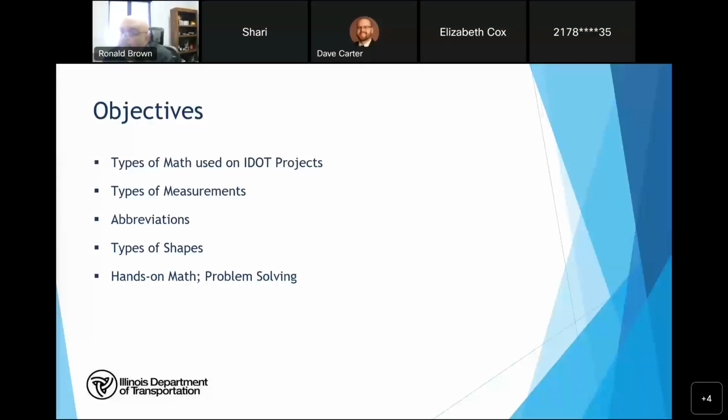Objectives for today's presentation is to give you a brief overview of different types of math that's used on IDOT projects. We'll start with some basic math principles and some practical problem-solving applications later on in the presentation. We'll also cover types of measurements used for IDOT construction projects, some common abbreviations, also some common types of shapes that you'll encounter on construction projects, and hands-on math and problem solving later on in the presentation.